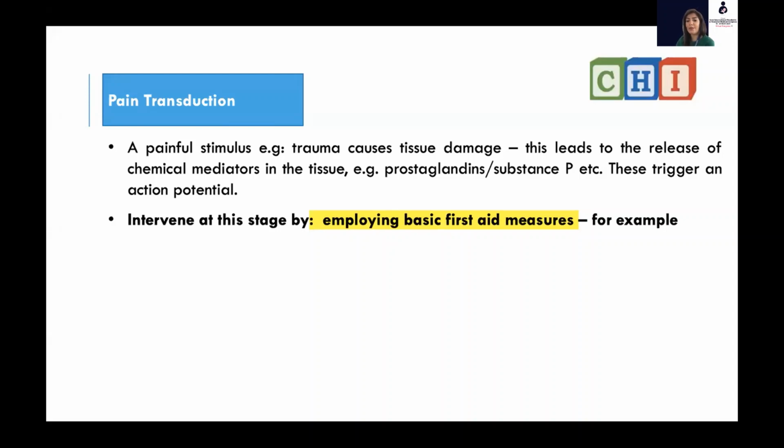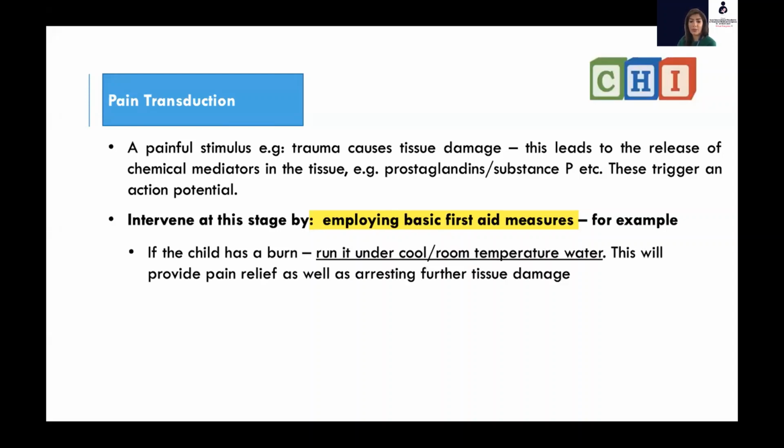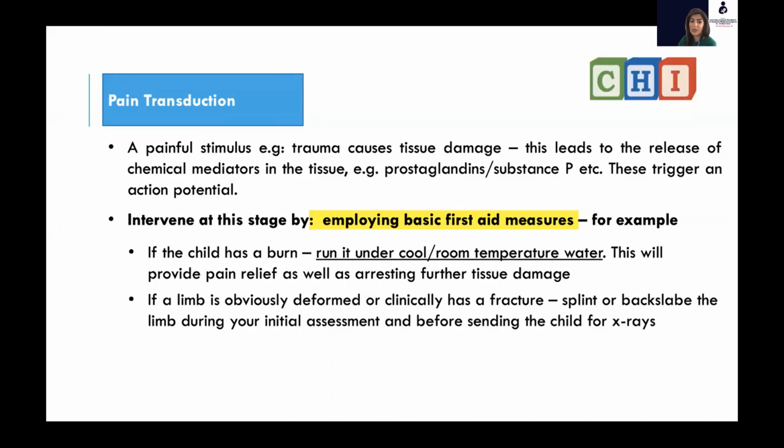So for example, if a patient came with a burn, let's run that burn under cool room temperature water for 20 minutes. This will provide pain relief as well as arrest further tissue damage. Let's say a deformed fractured limb, please splint and backslab that limb during your initial assessment and before sending the child for x-ray. That's going to relieve the pressure and tension and will decrease your intensity score for sure.